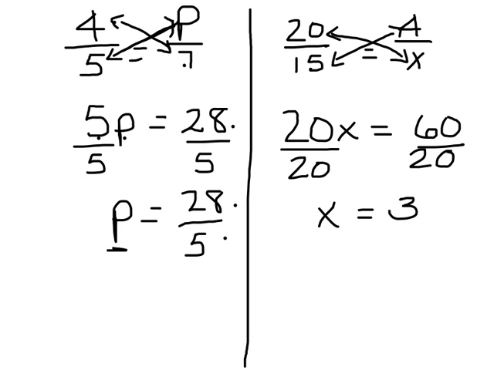Alright, and this one right here, 20/15 equals 4/x. So I've cross multiplied. 20x equals 15 times 4, which is 60. Divide both sides by 20, and I get x is equal to 3.